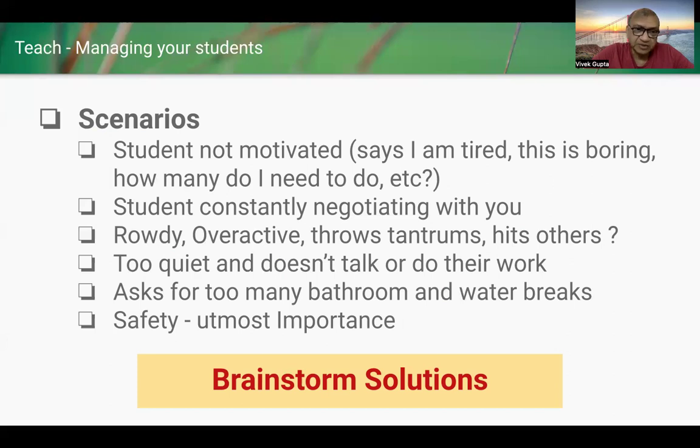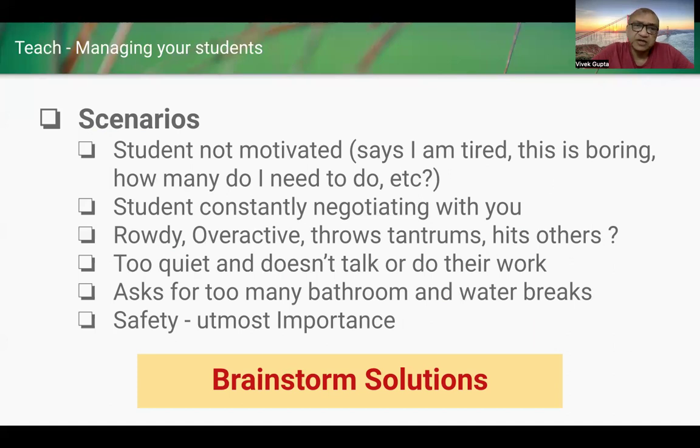The third one is, sometimes they start throwing tantrums because they're either just overactive or they're trying to get attention. Sometimes they even try to hit some other students. Rarely it happens, we've not seen that happen much, but sometimes they do. So how are you going to handle them? Right. So let's think about it for a second, and then write those answers.